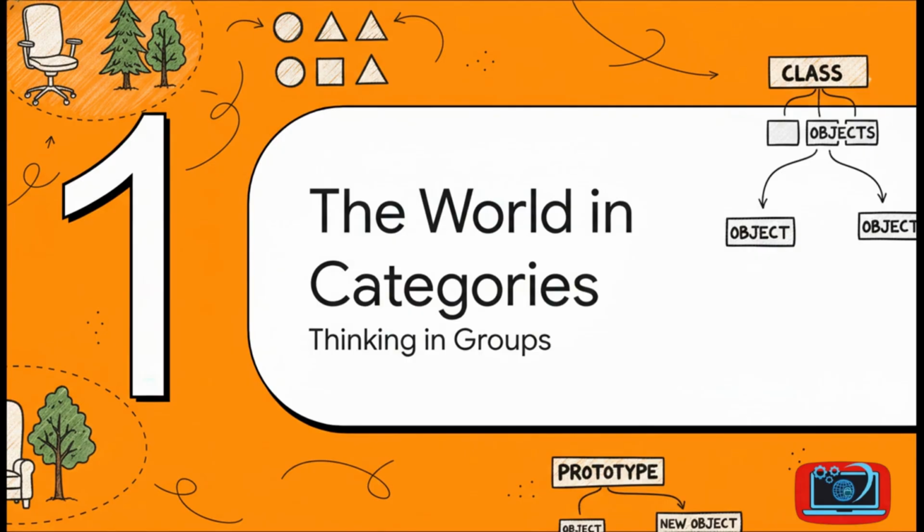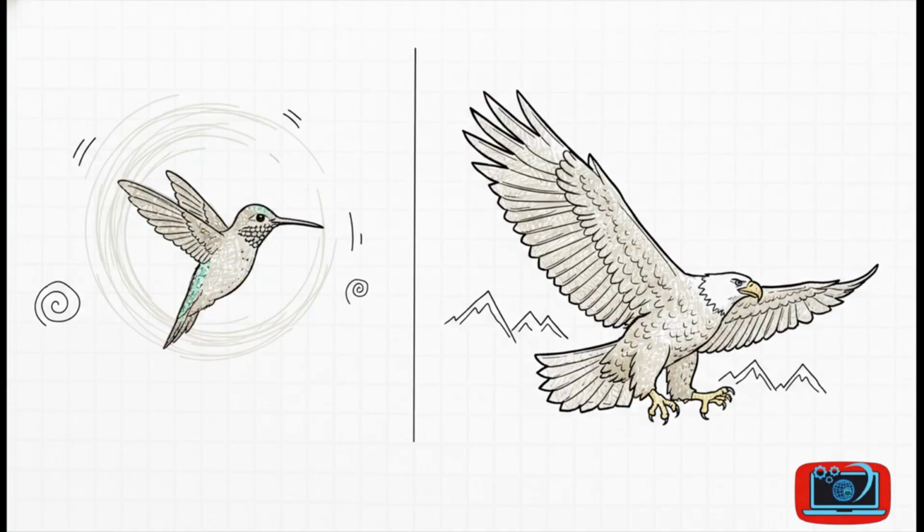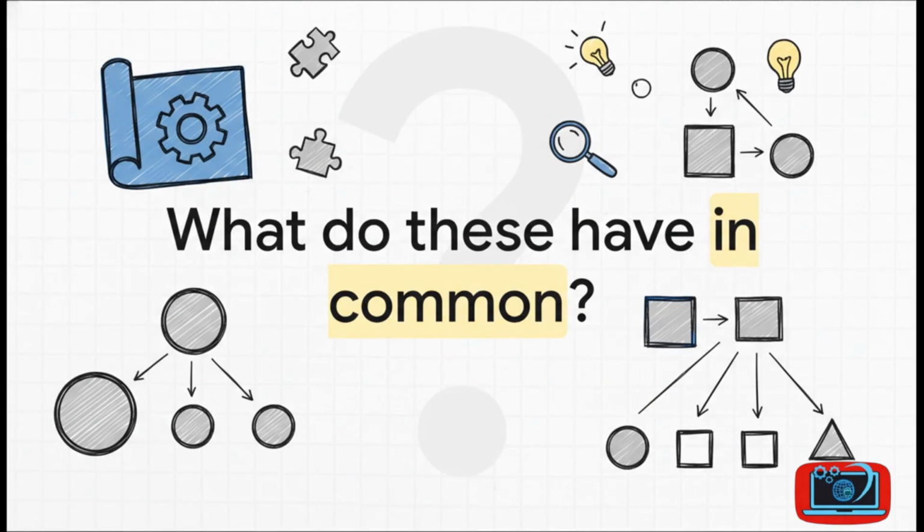It's how we make sense of everything. We don't see every single chair or every single tree as a totally unique thing. Our brains just automatically slot them into groups. Okay, take these two, for example, a hummingbird and an eagle. At first glance, they couldn't be more different. One is teeny tiny, its wings are just a blur. The other is this huge, soaring predator. So what do they have in common?